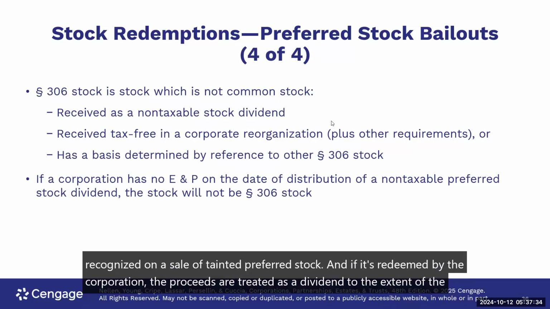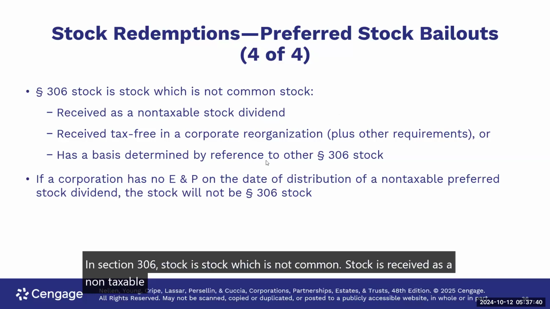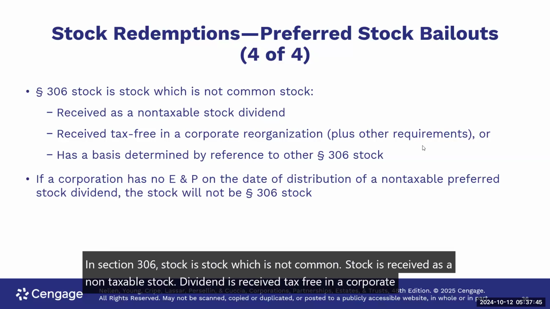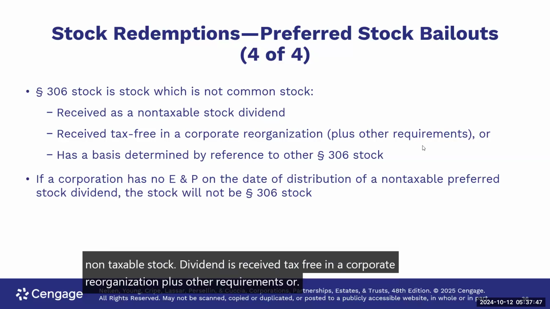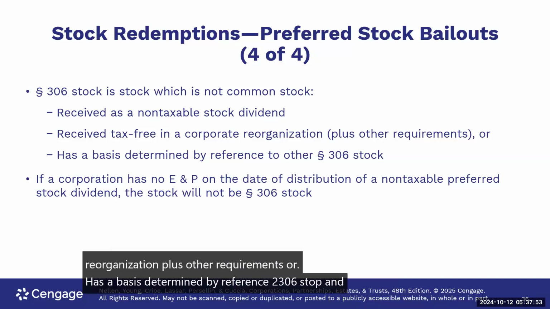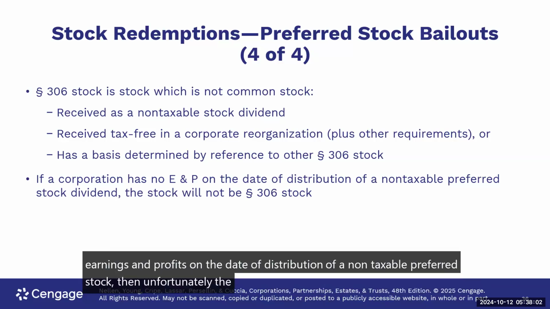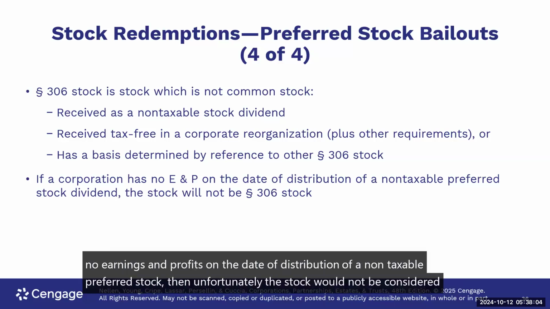Section 306 stock is stock which is not common stock. It's received as a non-taxable stock dividend, or it's received tax-free in a corporate reorganization plus other requirements, or has a basis determined by reference to 306 stock. And if a corporation has no earnings and profits on the date of distribution of a non-taxable preferred stock, then unfortunately the stock will not be considered 306 stock.